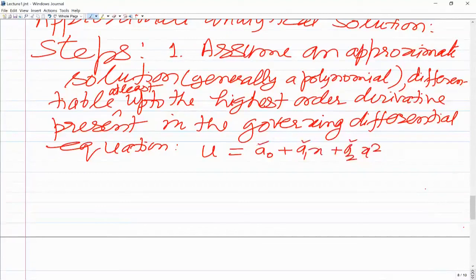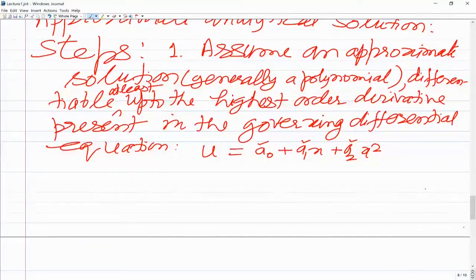And why up to x square? Because the highest order derivative of u is second. So if we take the terms up to x square, we will have non-zero d2u by dx square, and therefore the minimum polynomial we can assume is this a0 plus a1x plus a2x square. Of course, we can add more terms. We can have a3x cube, x power 4, and so on.